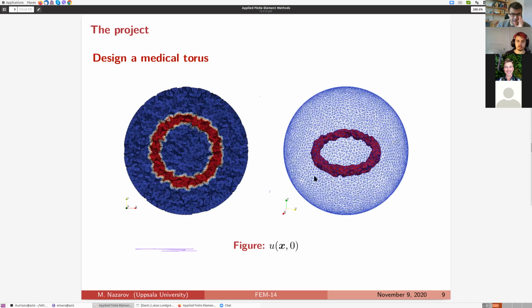Okay, so in 3D, you will see something like these pictures. The medical torus would be something like this. Of course, we are approximating with some tetrahedrons here. You see that the radius gives the thickness of this ring. Depending on your optimal design, you will see a different shape.